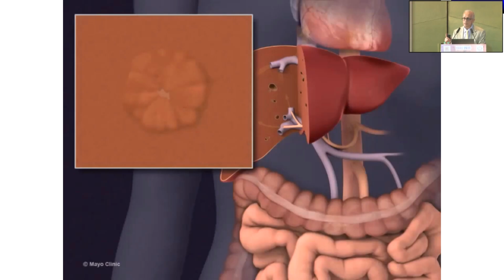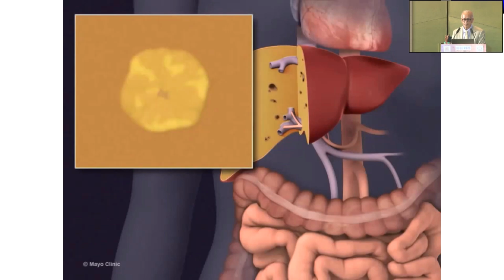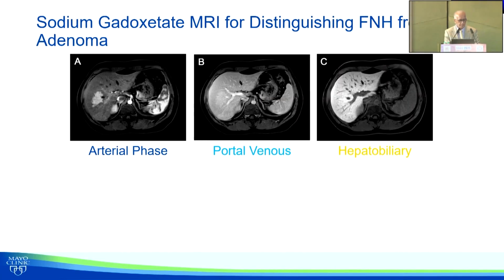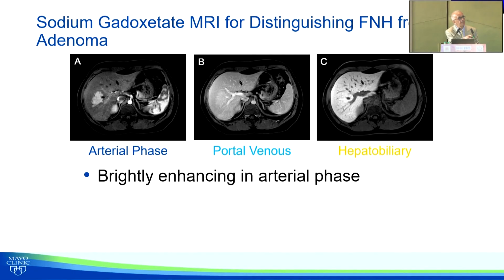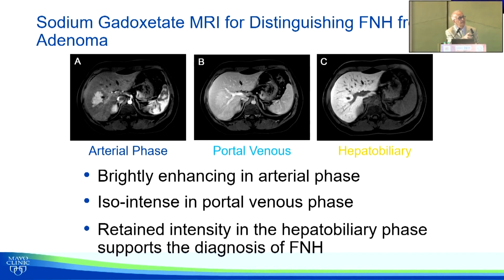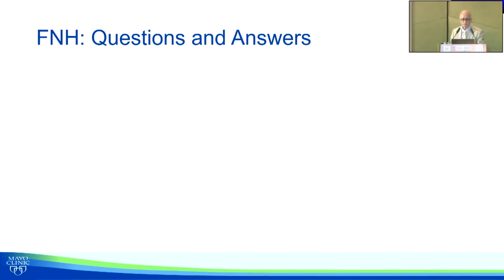So in the portal venous phase, it will look just like the normal liver. And in the hepatobiliary phase, it again looks like the normal liver. You see, it almost disappears completely. So look in here, arterial phase, it's bright. Portal phase is becoming iso-intense, and the hepatobiliary phase, you can barely recognize it. Okay, but it retains intensity.